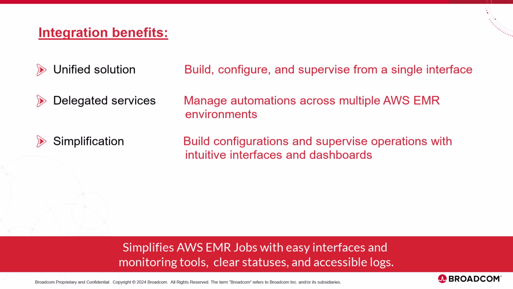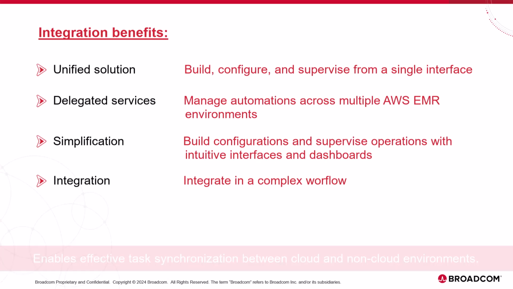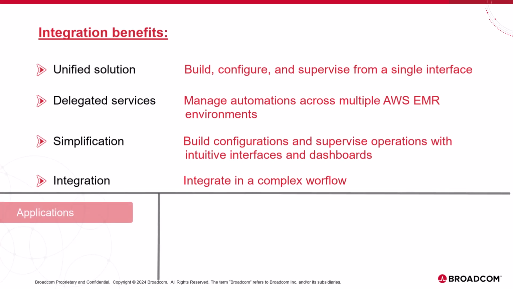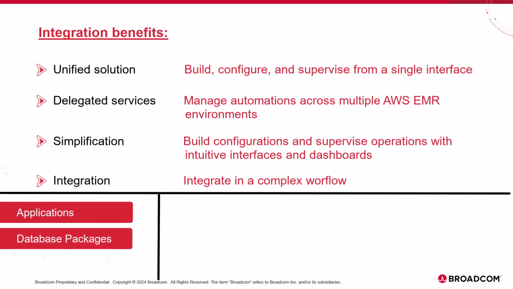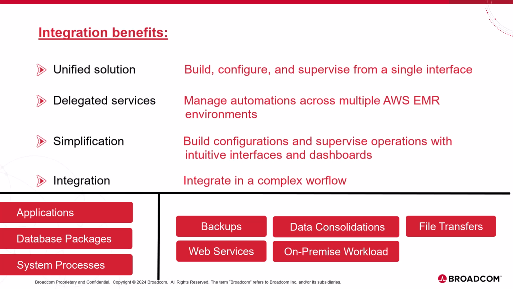From an operations perspective, AutoSys greatly simplifies the configuration and orchestration of AWS EMR jobs. Externalizing operations to a tool with a high degree of third-party integration means we can synchronize all cloud with non-cloud workloads. Using various agents and job object types, we can build sophisticated configurations involving multiple applications, database packages, system processes like backups and data consolidation, file transfers, web services, and other on-premise workloads.